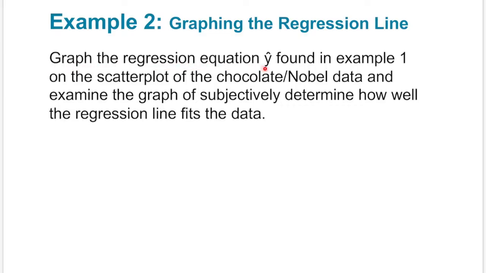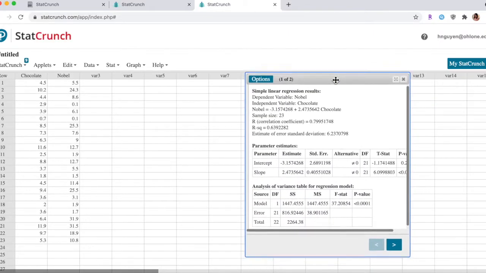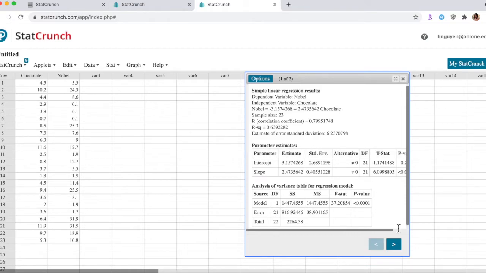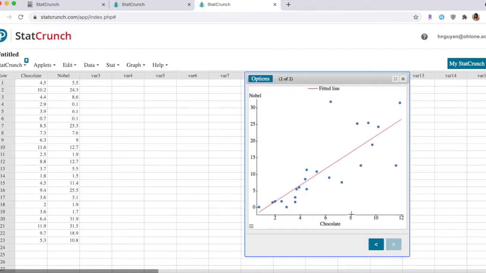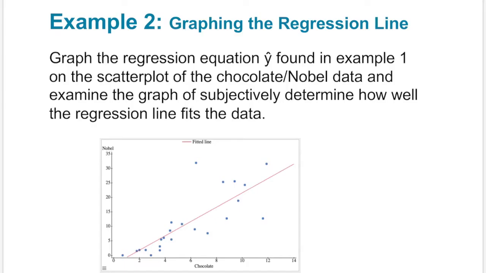Example 2. Graph the regression equation y hat that we found in example 1. I am going to use StatCrunch to graph this. If you want to look at the graph of the line, you can click on this arrow. They have the scatter plot and also the line that's graphed for you. The dots are my scatter plot of the paired data. The red line is my best fit line, or regression line. The equation of this line was found in the previous example.